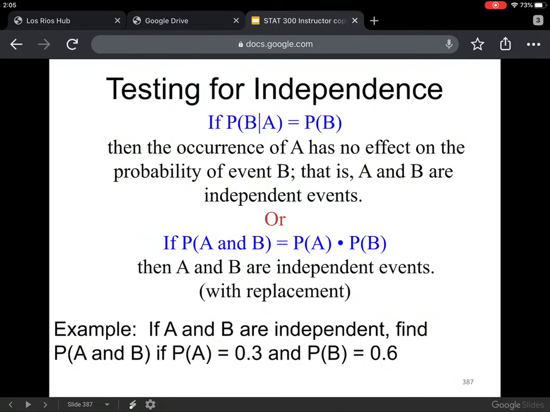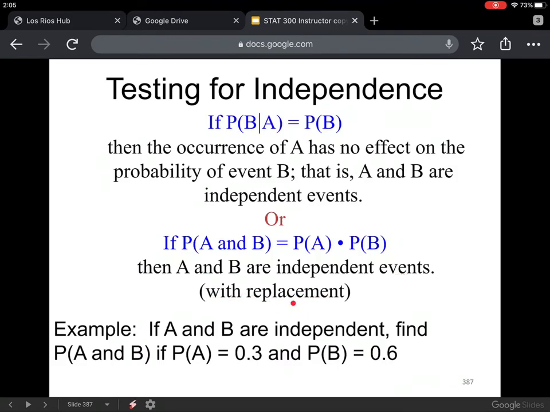Test for independence. If the probability of B given A is equal to the probability of B, then the occurrence of A has no effect on the probability of B. That is, A and B are independent events. And if the probability of A and B is equal to the probability of A times the probability of B, again, the events A and B are independent events. You can associate that with replacement.